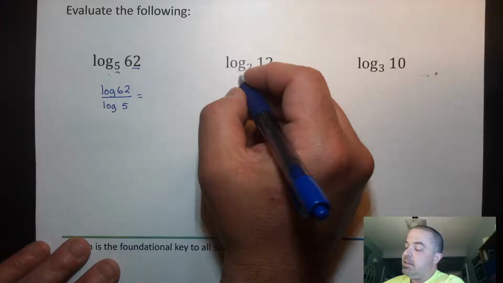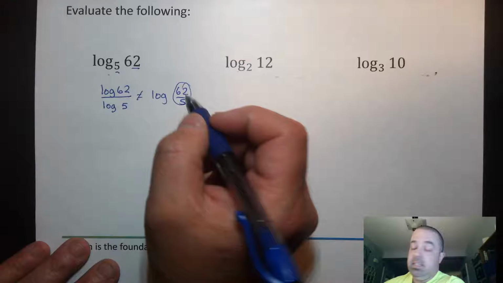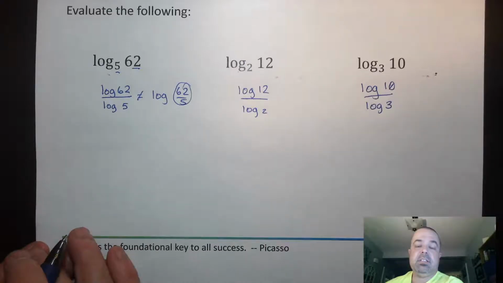Now, this is not the same as log of 62 divided by 5. That's different. Because the order of operations is going to say divide this, 62 divided by 5 first, which gets me 12.4, and then take the log of that. And that's not the same as log 62 divided by log 5. Okay? Log of the big, log 12 divided by log 2. Log of the big divided by log of the small. Okay? And that's how we work out the change of base formula.